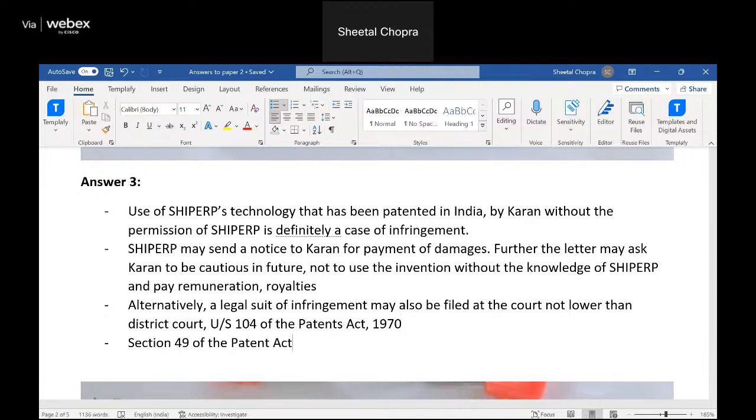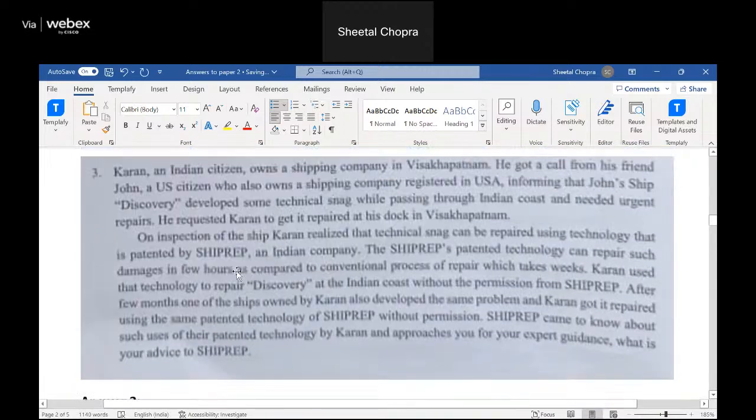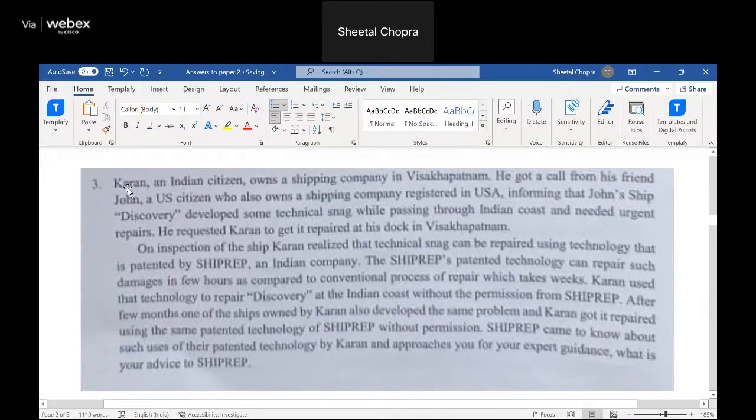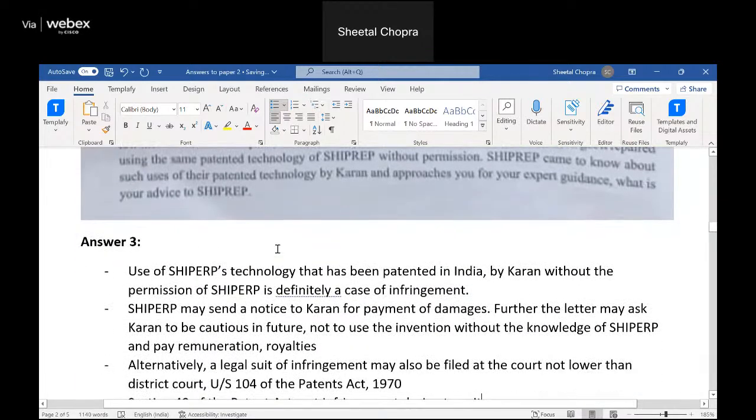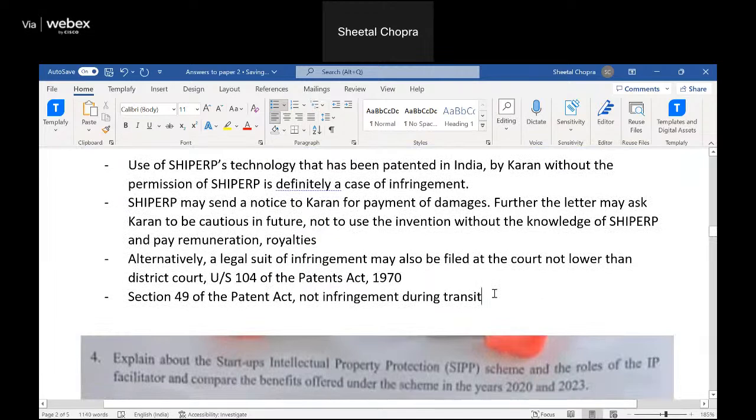For example, if there is a ship or a vessel which is just in transit and it stops for a moment in a country where there is a patent and there is a use of the patented invention, then it's not an infringement, during transit, which is the case with the person who is the friend of Karan, that is John, US citizen. His ship is not going to stay in India, right? And the use of patented invention has just happened in transit.